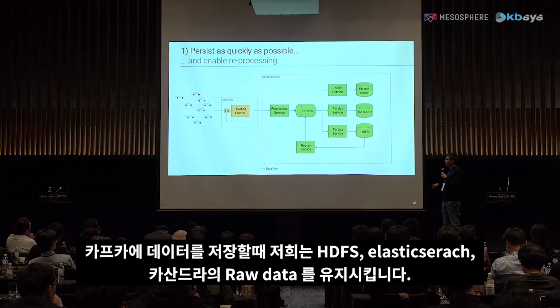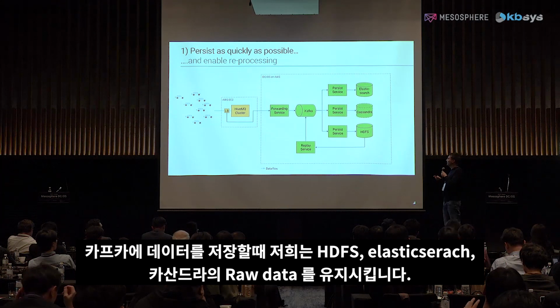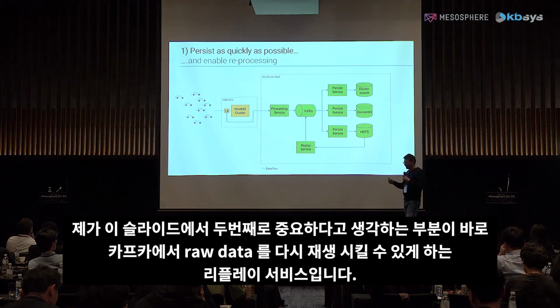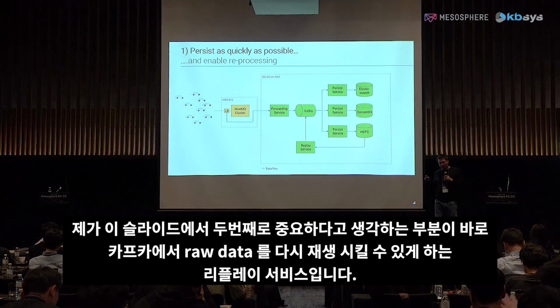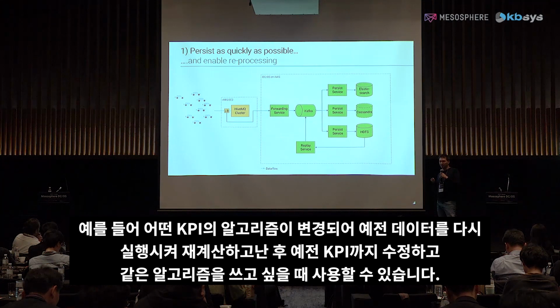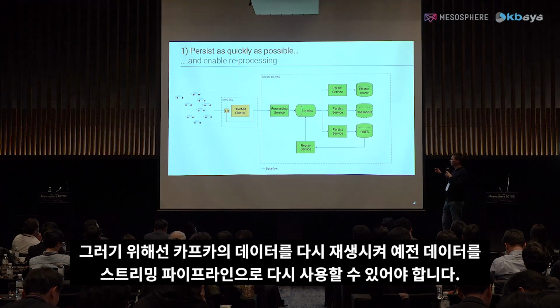Then, when the data is stored in Kafka, we're persisting the raw data in HDFS and Elasticsearch, and still also in Cassandra. And that's the second important thing on this slide: we have a replay service, or replay services, that allow us to replay the raw data back into Kafka. If we want to do reprocessing of historic data, imagine that you have a certain KPI and the algorithm for the KPI has changed. So you want to recalculate all the historic data, so the KPI is also correct for older data and uses the same algorithm. So you need a way to replay the data into Kafka and then use the streaming pipeline again with the historic data.